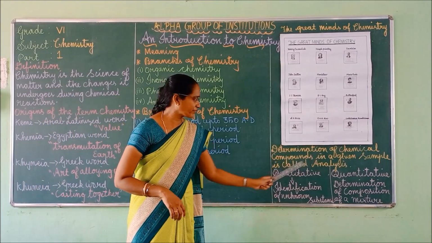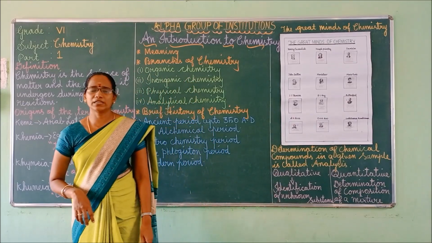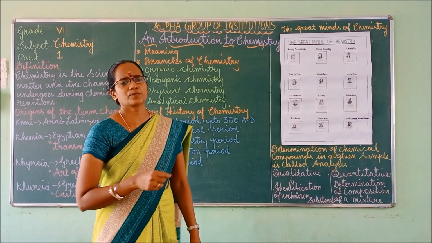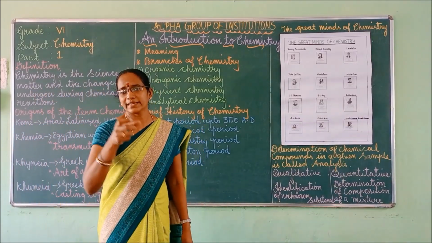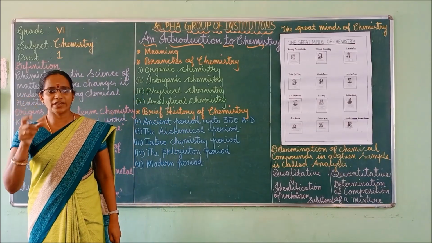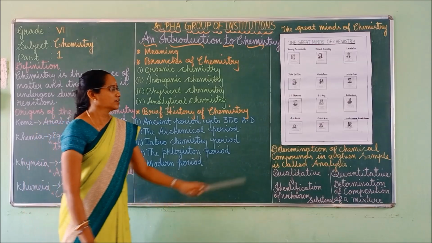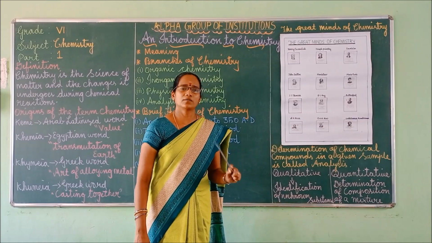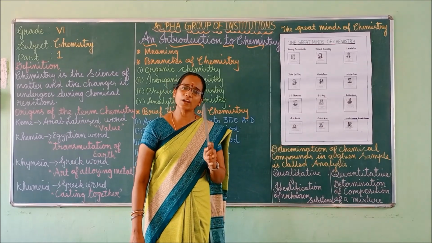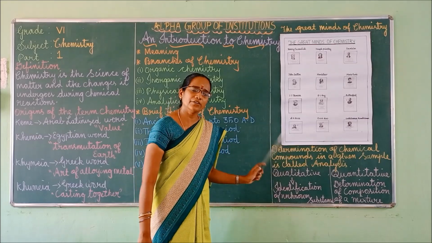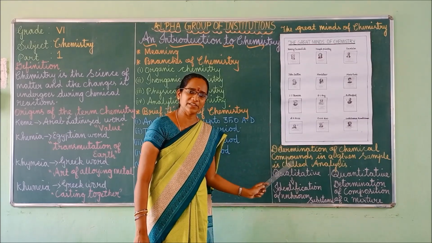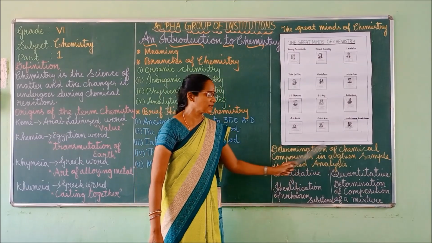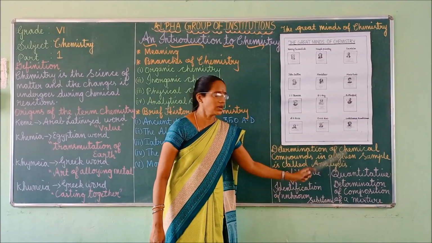Determination of chemical compounds in a given sample is called analysis. What is the meaning of analysis? Analysis means examining something in an organized manner, in an organized way. Okay, so it's a 2-mark question: what is meant by analysis? The simple meaning is examining something in an organized way. But if this question is asked as a 2-mark question, you have to mention that determination of chemical compounds in a given sample is called analysis.